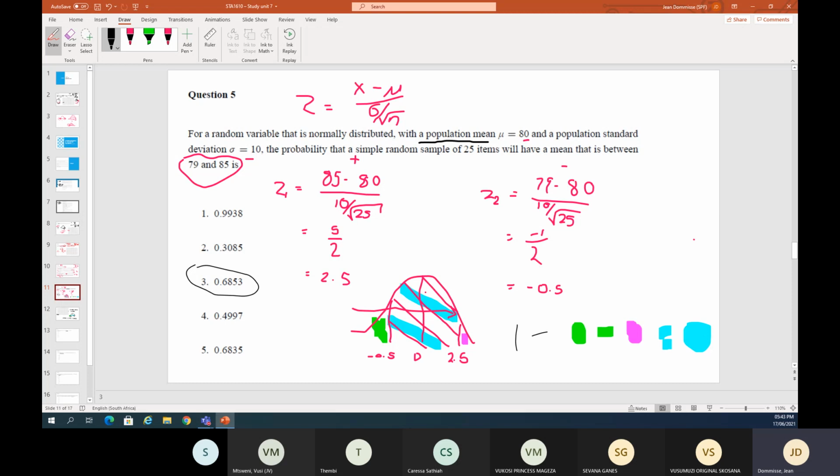If you wanted to say, okay, it's easier for me to use the negative, I know then what those small two areas are. I know everything below the normal curve must be equal to 1. So 1 minus those two small areas, I get my answer.